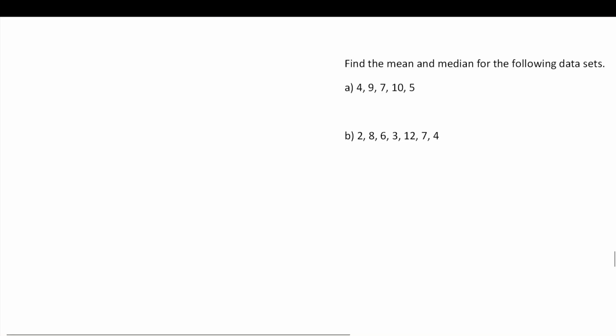So in this question, we've been asked to find the mean and the median of the following data sets. Our first data set has 5 values in it. Let's remind ourselves of how we calculate the mean. The mean is a value that represents the average of all of these numbers. To calculate that, we need to find the total, and we're going to divide that by the amount of values that we have. So first, let's start with the total.